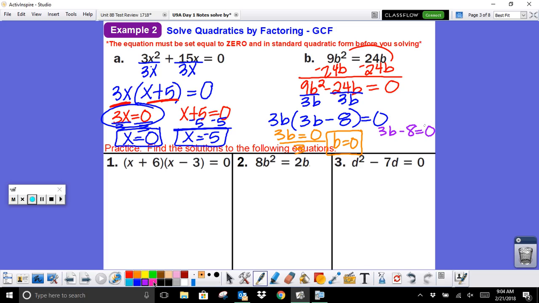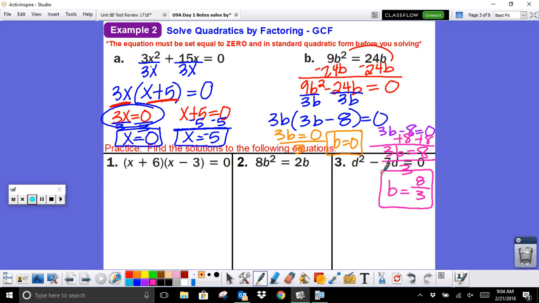Okay, now when you get to some of these that you think you can do in your head, be careful because this one's going to end up being a fraction. And what I see a lot of the time, y'all try to do it in your head and you end up getting the fractions backwards. So make sure you're still showing plus 8. So you have 3b equals 8. Divide by 3. So b is 8 over 3.